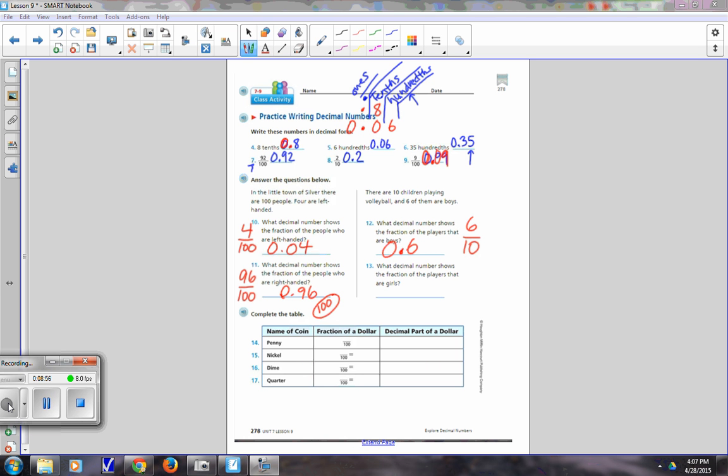What decimal number shows the fraction of players that are girls? Well, what's the leftover? How am I going to get to 10? 4. 4/10 are girls.